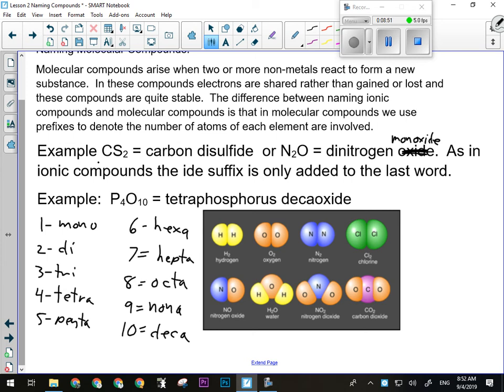Now, something you'll notice in this example, the very first one, I did not put the prefix mono on carbon. We never use mono on the first element. So if there's only one of the first element, we don't write mono. I don't know why. Chemists just have to be difficult. They have weird rules. We only ever use mono on the second element in a molecular compound.